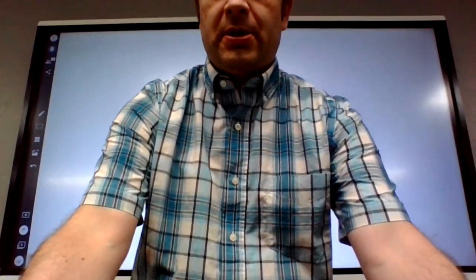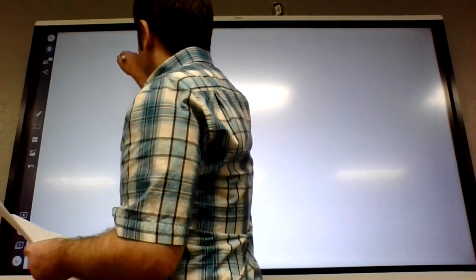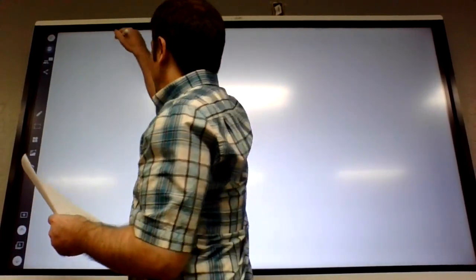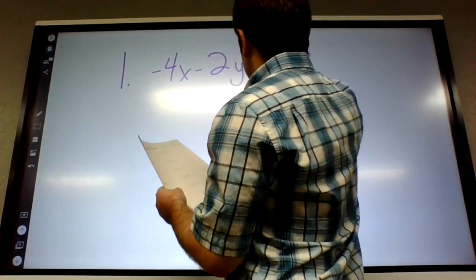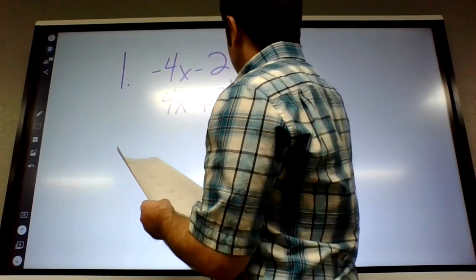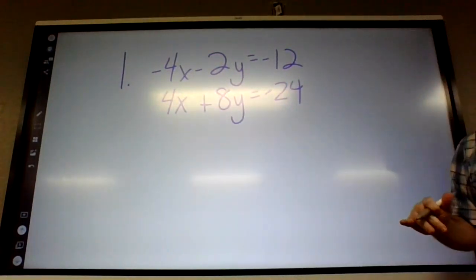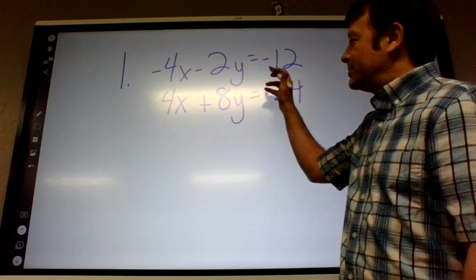Elimination, and it's usually the most efficient. It's called elimination because we are trying to eliminate either the x's or the y's. It starts off kind of easy here. So how do we eliminate the x's or the y's? Well, you add the two lines together.